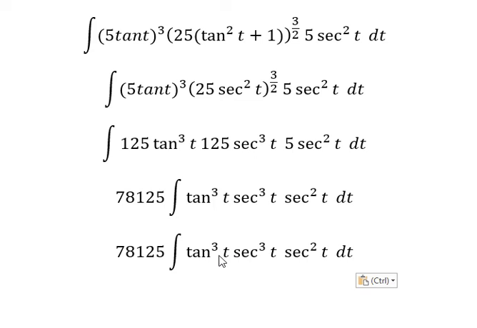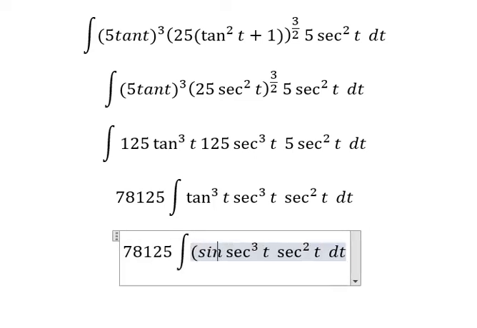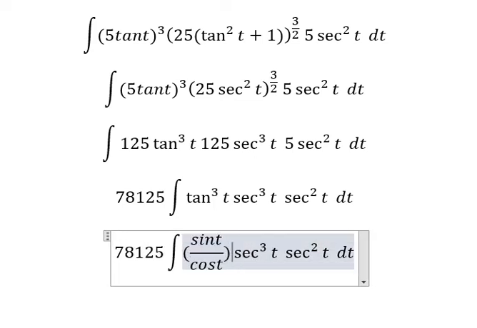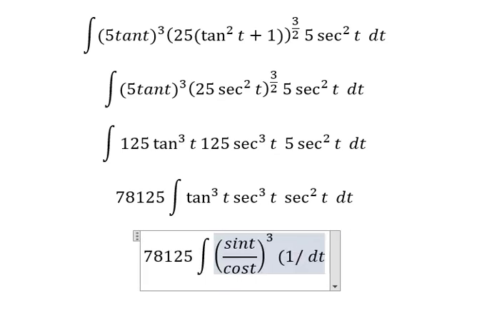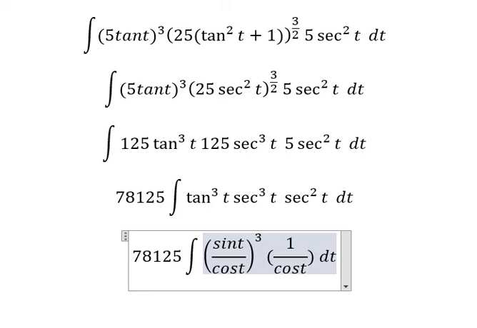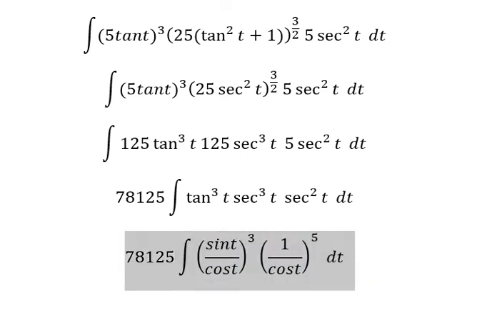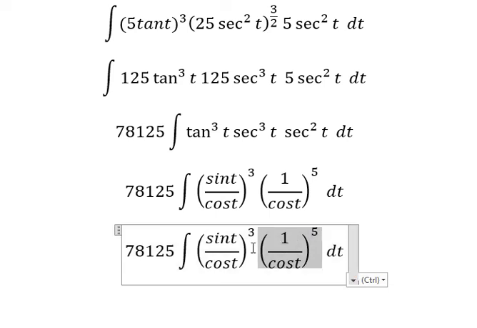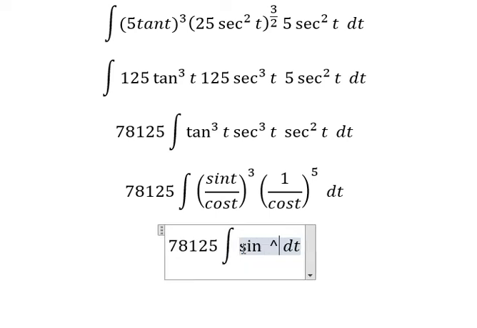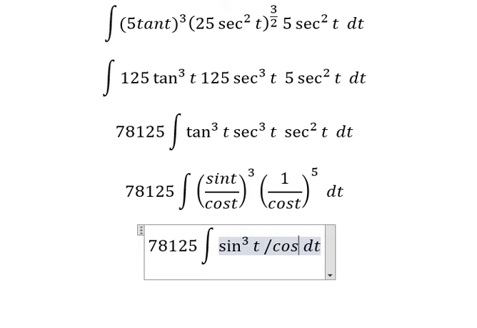So we know that tan t is sin t over cosine t. Secant of t with secant of t, you get secant of t to the power of 5. So we change secant of t into 1 over cosine t to the power of 5. And now we combine two fractions, and we get sin t to the power of 3 over cosine t to the power of 8.